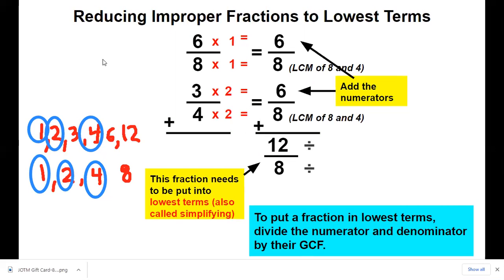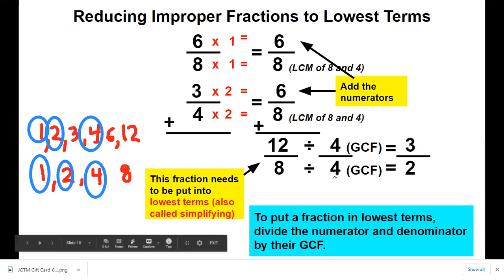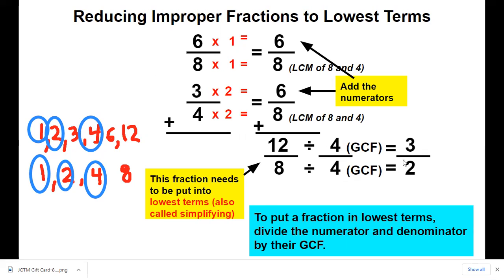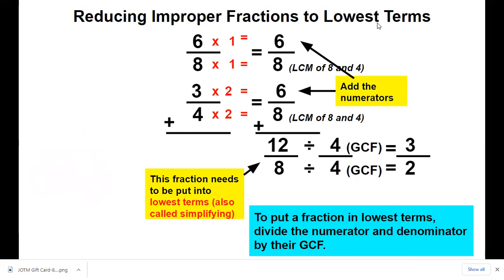So let's do that. 12 divided by 4 on the top, 8 divided by 4 on the bottom. Notice you have to divide by the same number, since our greatest common factor is 4 for both. So 12 divided by 4 equals 3, and 8 divided by 4 equals 2. We still have an improper fraction, but we have an improper fraction in lowest terms. So now we need to reduce or change 3/2 into a mixed number.